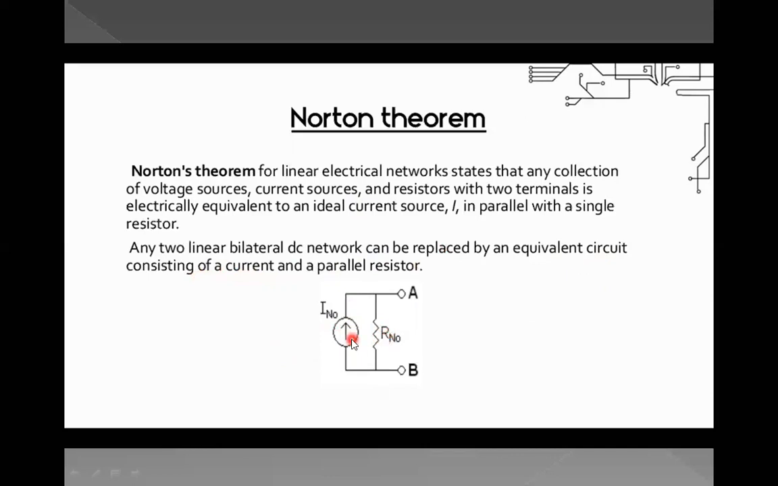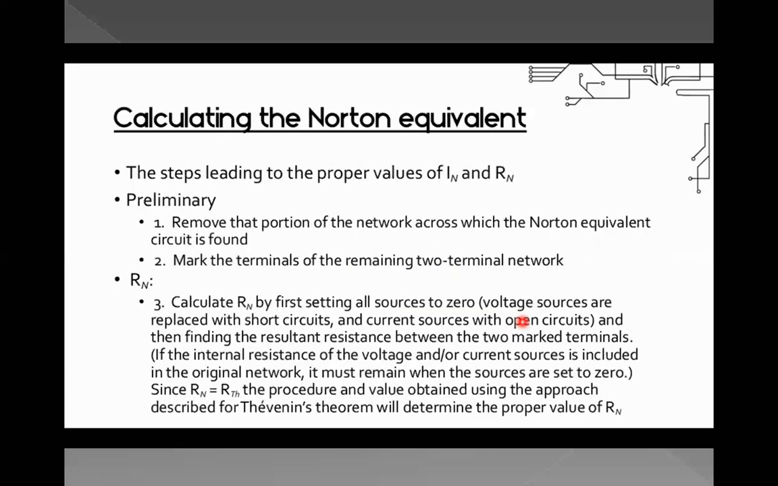So as that was defined as ETH and ZTH, here we will say IN and RN. Okay, so this is how the equivalent Norton network looks for any linear network circuit. To calculate IN and RN, remove that portion of the network across which the Norton equivalent circuit is found. Mark the terminals of the remaining two-terminal network. To find RN, calculate RN by first setting all sources to 0 and then finding the resultant resistance between the two marked terminals.